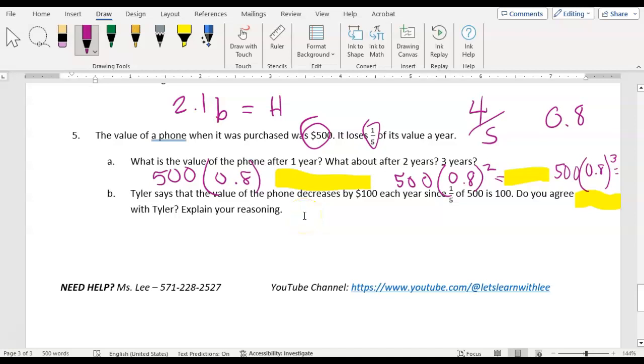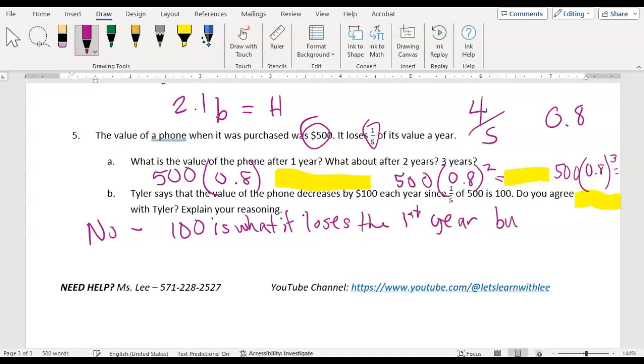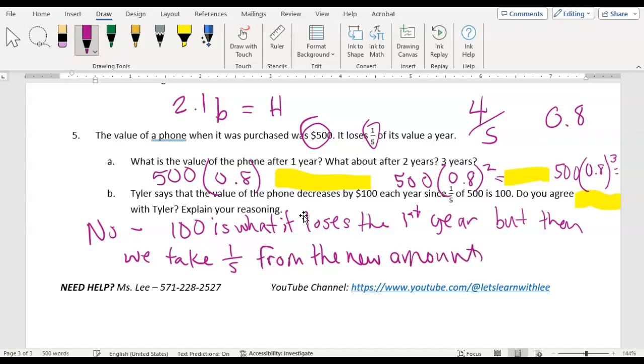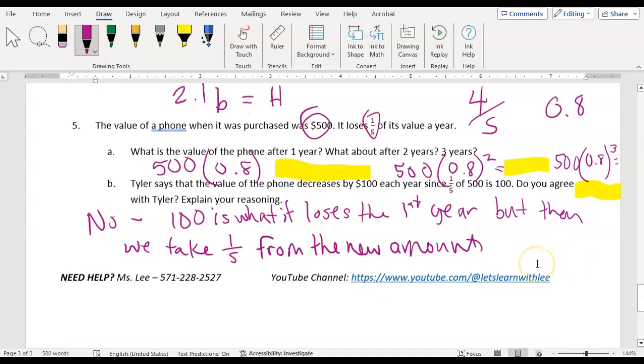Explain your reasoning. So here we should say no, because this is an exponential relationship, and 100 is what it loses the first year, but then we take 1/5 from the new amount, which will be 400. But we'll take 1/5 from the new amount, which is going to be less than 100. Remember, with those depreciating values, it starts off by losing a lot more because we have a lot more to lose. And then over time, that amount that we're losing decreases.